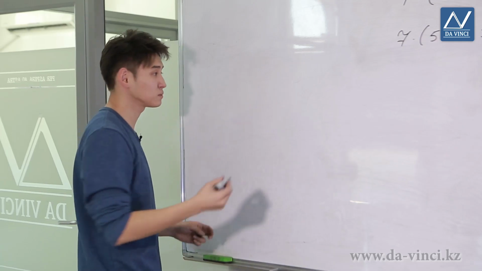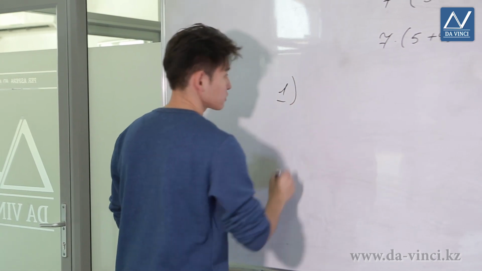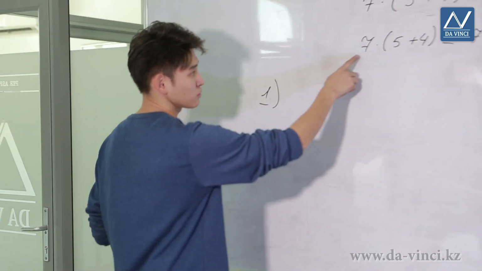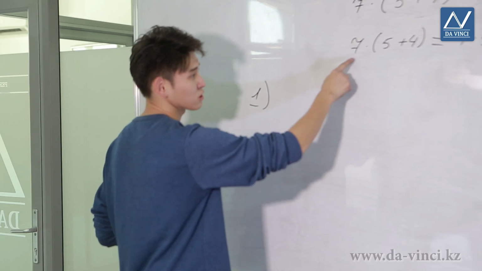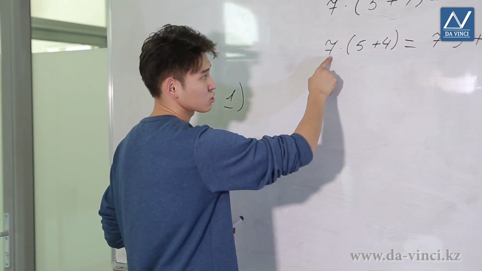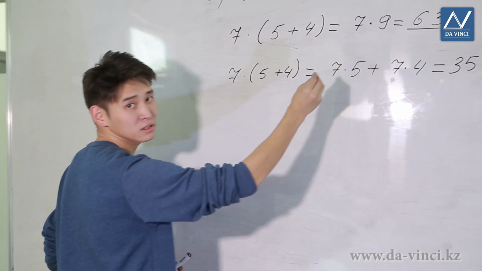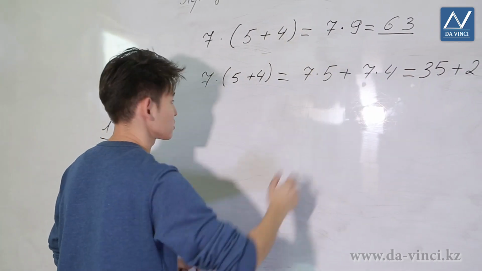We are getting the first property from there. So, property number 1. To multiply a number by the sum of the numbers, you can first multiply the number by the first term, then multiply this number by the second term, and then find the sum. Then you will have the same answer.